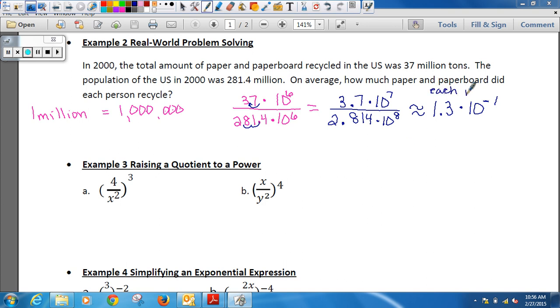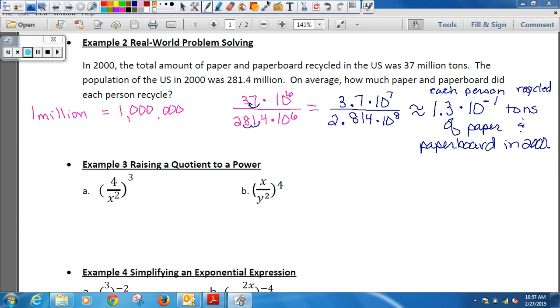Each person recycled 1.3 times 10 to the negative first tons of paper and paperboard in 2000.